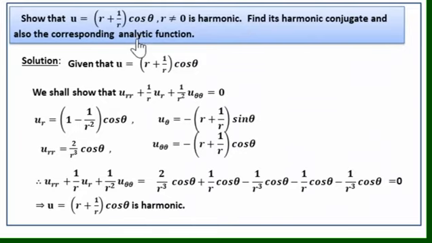Before finding v, we will first find f dash of z, and then we integrate with respect to z to get f of z. So first we'll find f dash of z. And what is the formula for f dash of z?